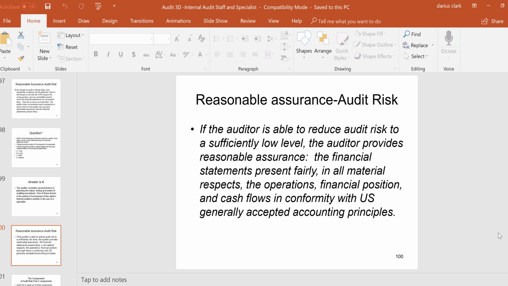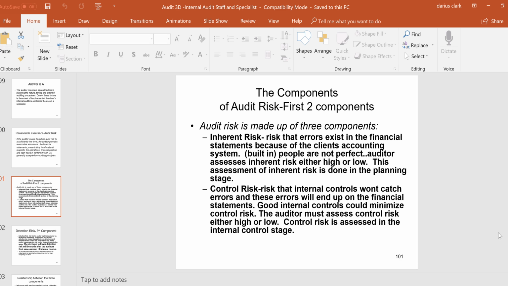If we can reduce audit risk to a sufficiently low level, then we can provide this reasonable assurance that the financial statements present fairly in all material respects, operations, financial position, cash flows, in accordance with the framework. And so now our job is to go on to audit risk. Now we got to start talking about audit risk, inherent risk and control risk.